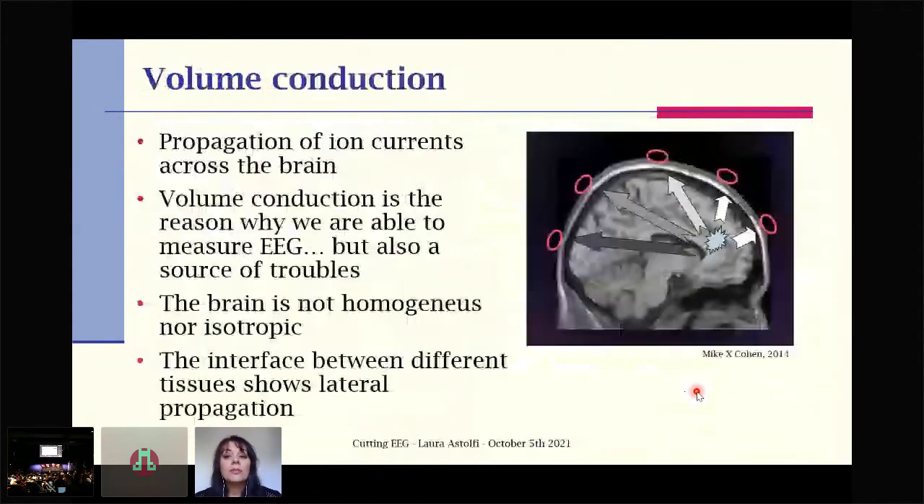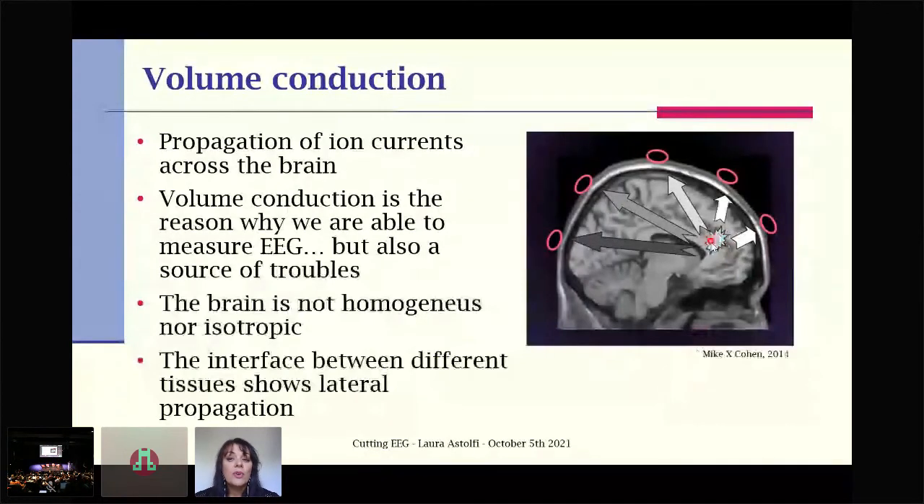Now, volume conduction, it's the heaven and hell of EEG scientists, because volume conduction is good, because otherwise we wouldn't have any EEG, any scalp EEG. So we are able to measure scalp potentials produced as a result of the brain activity because of volume conduction. At the same time, it generates a number of troubles. So we like it and we don't like it at the same time.